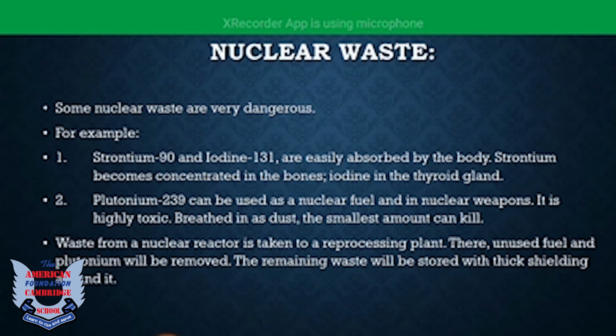Plutonium-239 isotope can be used as a nuclear fuel in nuclear weapons. It is highly toxic. Breathed in as dust, the smallest amount can kill us. Waste from the nuclear reactor is taken to the reprocessing plant. There, the unused fuel and the plutonium are removed. The remaining waste will be stored with thick shielding around it to protect humans and our planet from that radiation.